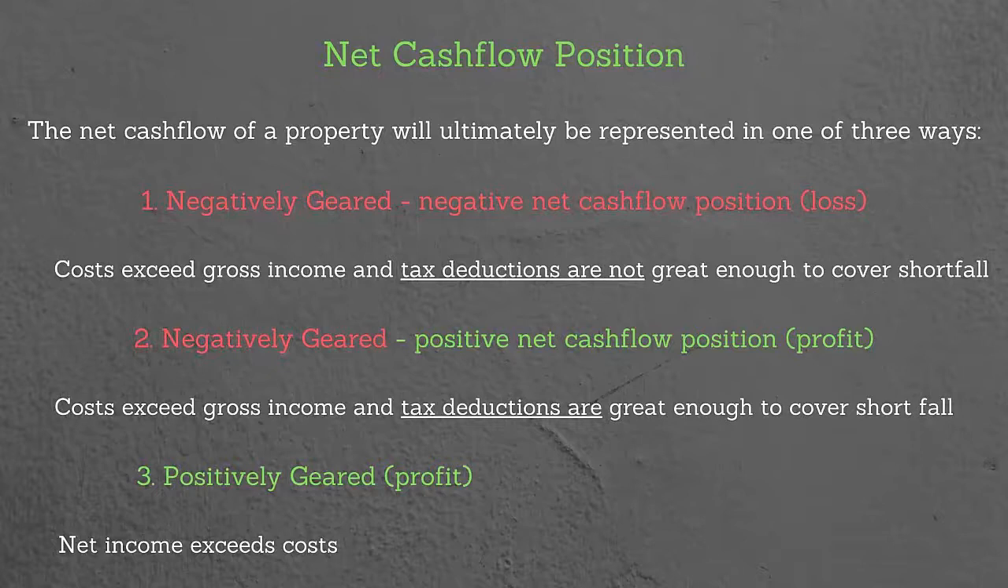It's really difficult to find positively geared properties. The best chance of getting a positively geared property is when interest rates are very low. Higher interest rates make it very, very difficult to find a positively geared property, or a negatively geared property with a positive net cash flow position. Once you get up around or higher than 7% interest rates, it becomes more and more difficult to find positive net cash flow properties as well.